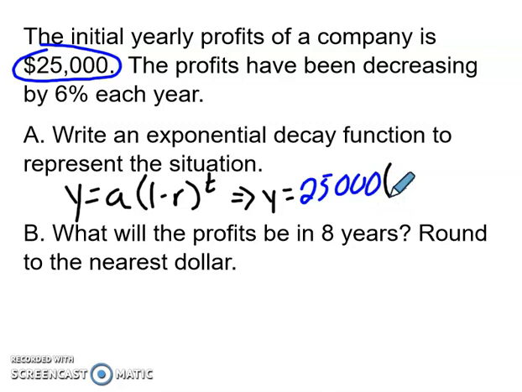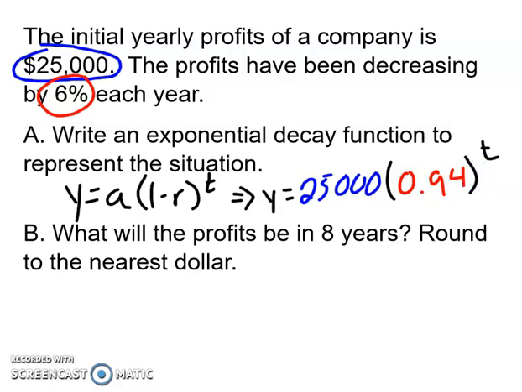So 25,000 times 1 minus our rate. Well, what's our rate? It says it's decreasing by 6% each year. So it'd be 1 minus 0.06. Now, a lot of students confuse that. They might write 0.6. That's 60%. We're looking at 6%, so it's 0.06 raised to the t. But we know that we can do 1 minus 0.06, so I'm going to erase that and I'm going to simplify it for us. So 1 minus 0.06 is 0.94. So that's going to be our exponential decay function.